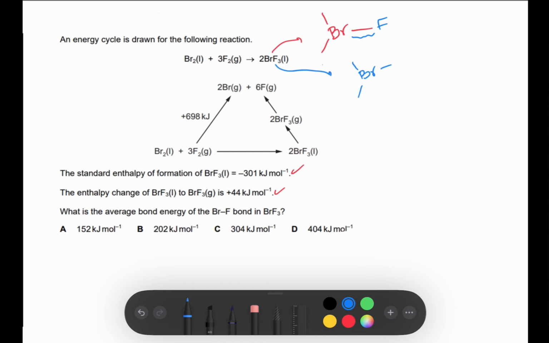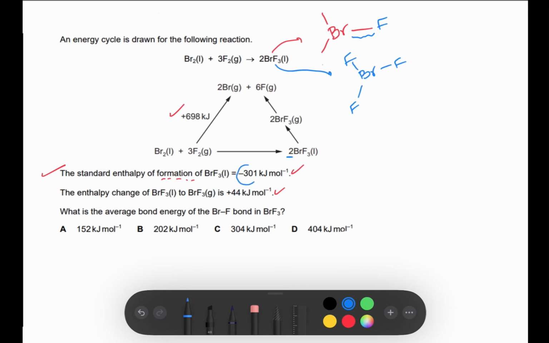The second information that is given to me says the standard enthalpy change of formation of BrF3 liquid is equal to negative 301 kilojoule per mole, which is represented in here. But you have to look at something that is really important. You have 2 moles of a product. And if we remember the standard enthalpy change of formation, we should have only one. At this point, this number here must be multiplied by 2 because you have 2 moles of the product. That's why you have to say minus 301 multiplied by 2.